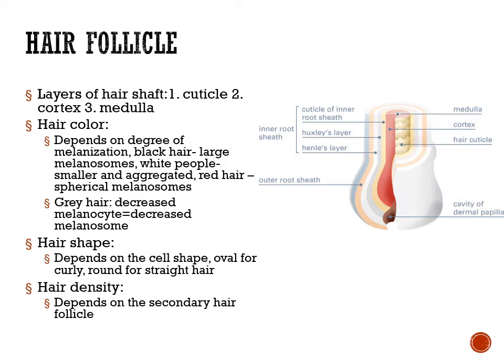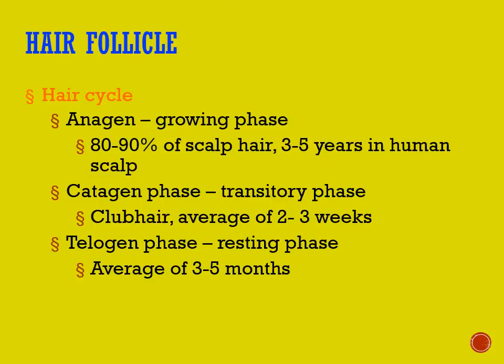If your hair is curly or straight depends on the cell shape, and the hair density depends on the secondary hair follicle. Hair follicles undergo lifelong cyclic transformation into 3 phases. Anagen phase is said to be the growing phase. Rapidly proliferating epithelial cells are seen at this stage, and it is sensitive to stress, drugs, immunologic, and physical injury.